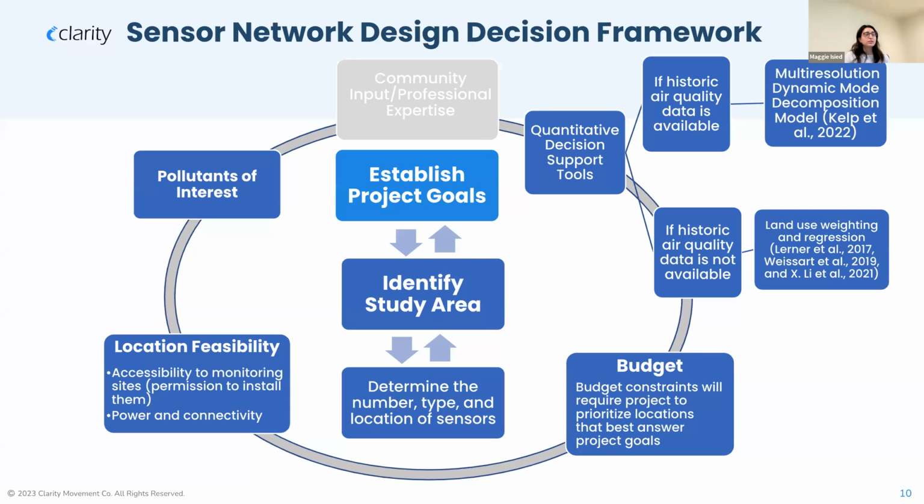So again, all of these variables that you see can be visited in any order depending on the project needs and goals. And so you may decide that pollutants of interest need to be visited first, or budget or location feasibility. And again, this is a very iterative process, so you may revisit these at any time.